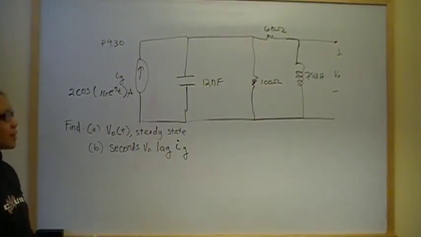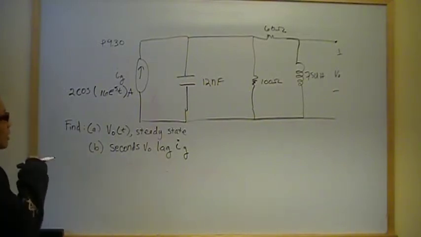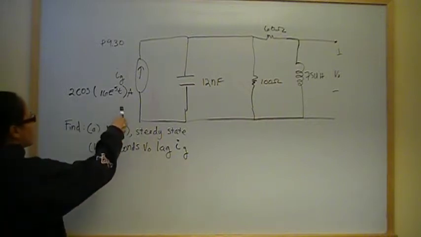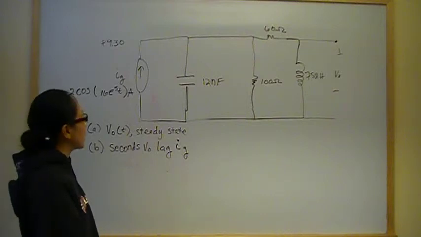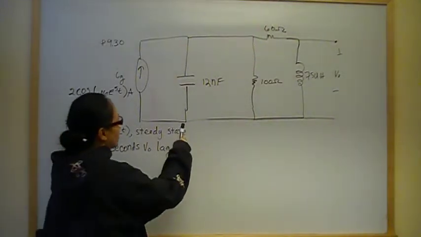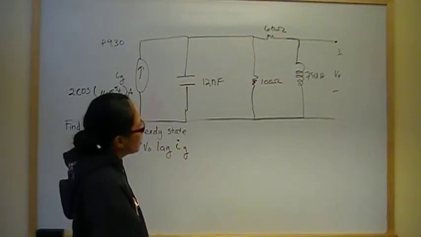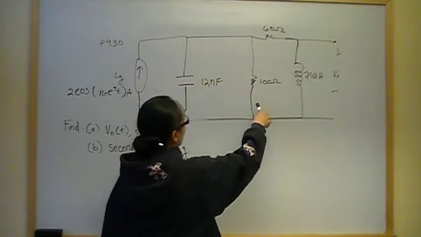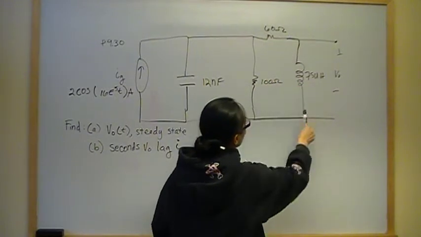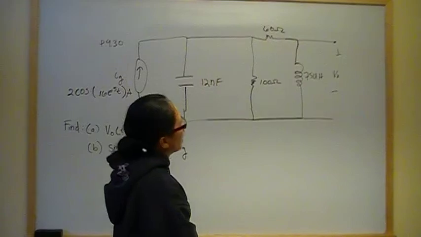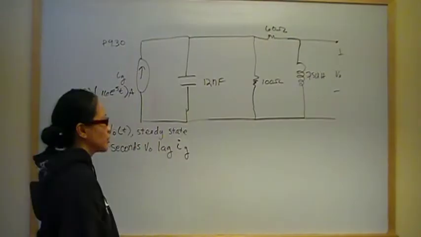So this is problem 30 from chapter 9 on phasors. In this problem you have a current source, 2 cosine 16E5 T amps, in parallel with a 12 nanofarad capacitor, which is in parallel with a 100 ohm resistor. And this 100 ohm resistor is in parallel with a 60 ohm resistor that is in series with the 75 microhenry inductor. And we want to find this voltage here, the steady state voltage.